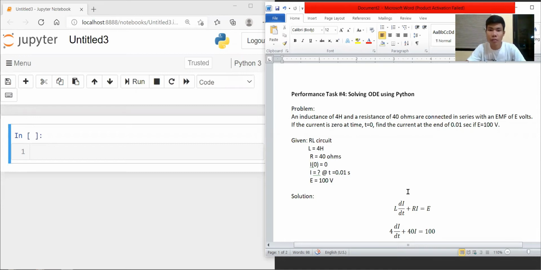Hello everyone. So in this part, I'm going to discuss solving ODE using Python notebook. So this is in the part of performance task number 4.